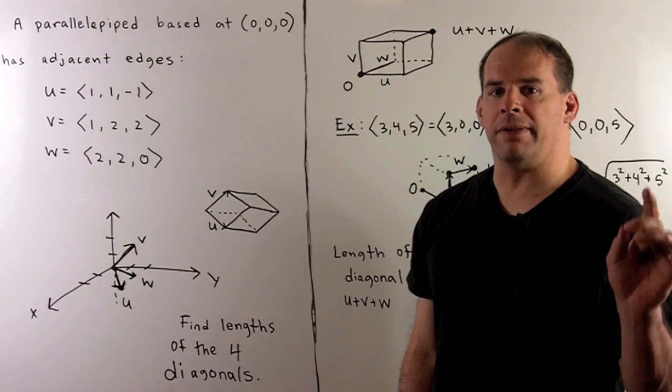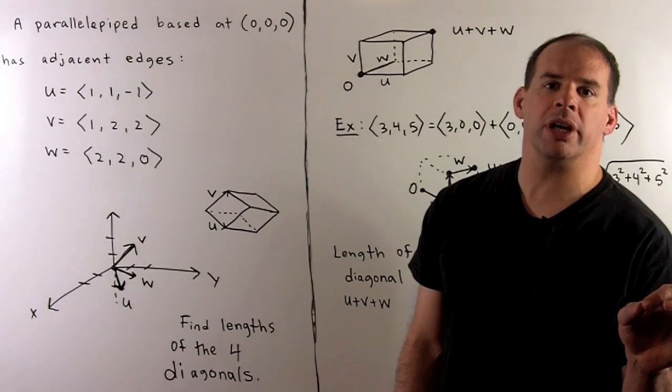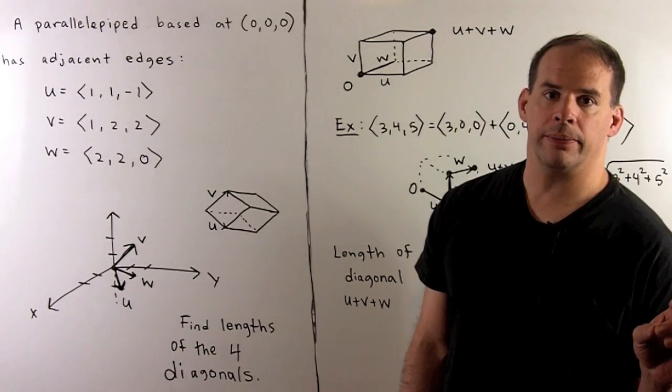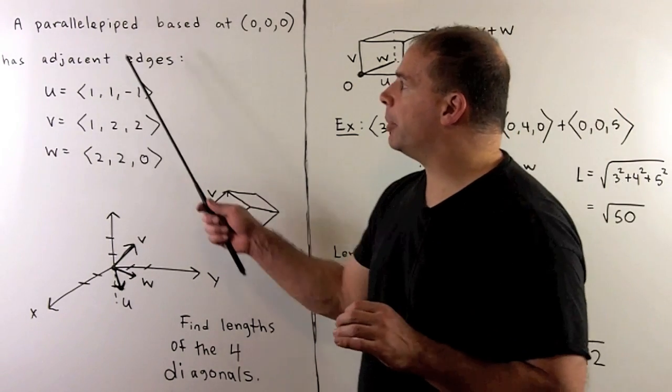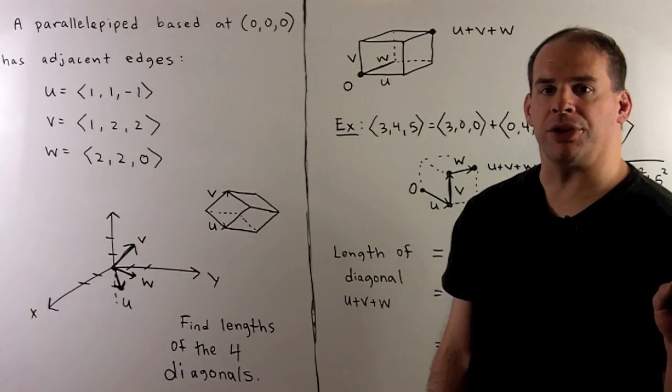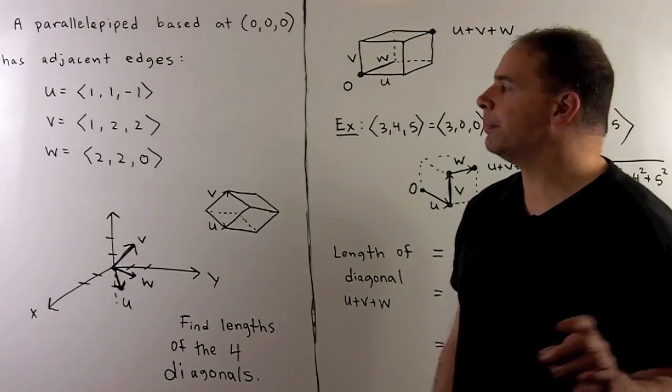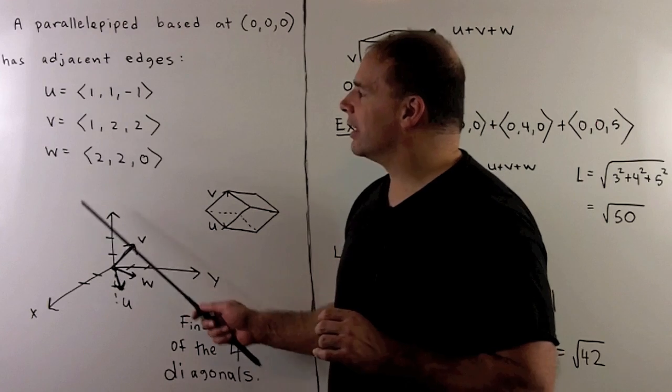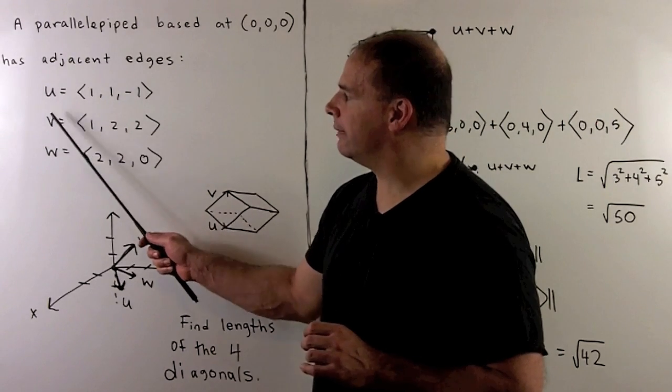Here's an application of vector addition, the geometry of parallelepipeds. We have a parallelepiped in 3 space. We'll assume we have a vertex at the origin, and at the origin we have 3 edges given by the vectors u, v, and w.